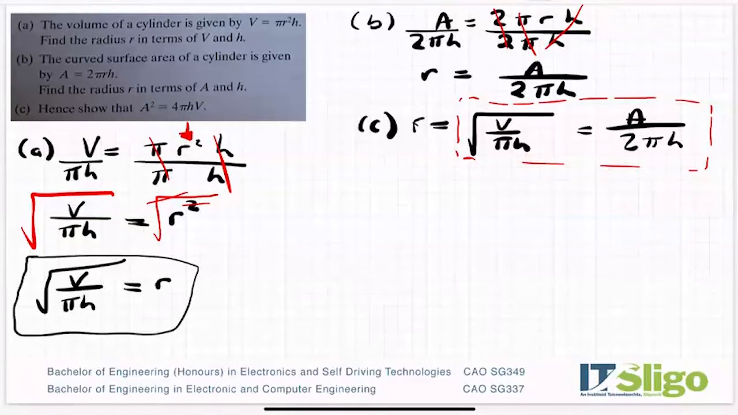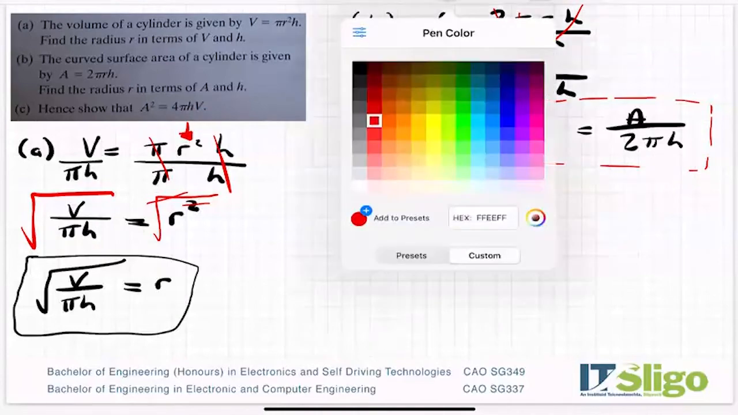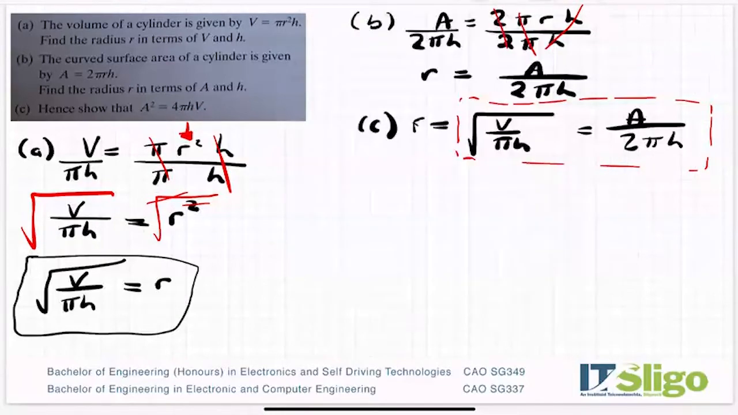Let's square both sides because again we've no square root in the answer. So I'd like to square that side and square that side. Okay, so what does that give me? Well, that will give me v over pi h being equal to, and the rules of indices.